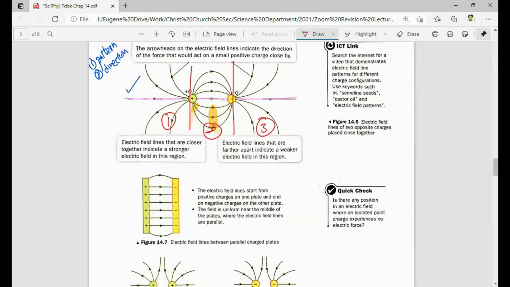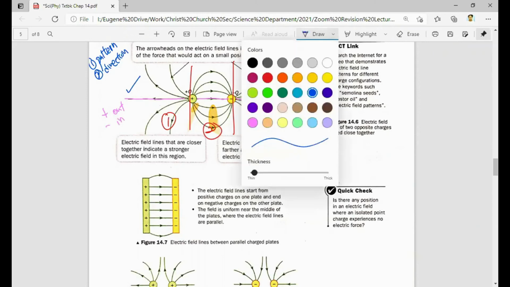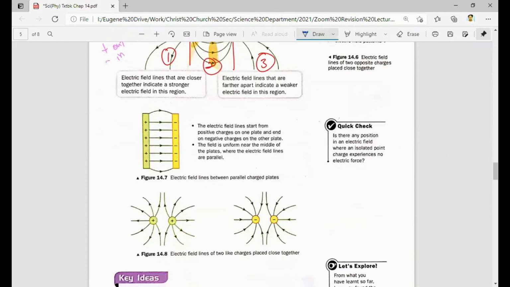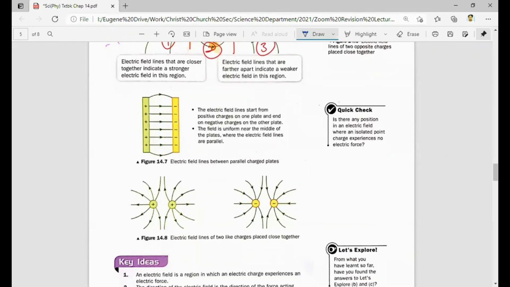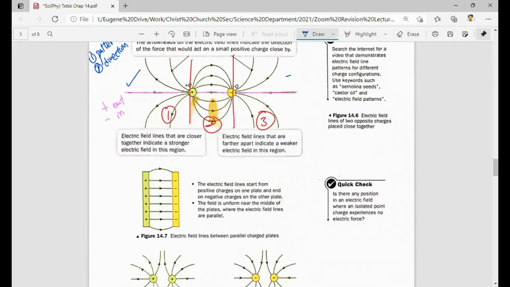Okay, so if you're able to draw this diagram out, you're more or less quite safe already. The arrowheads, as I mentioned: positive is out, negative is point in. So that's the general pattern that you will tend to see in such diagrams. This is for attraction, for positive and negative together.